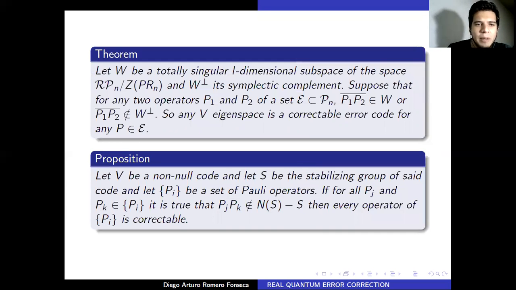Even the theory that helped us to find correctable subspaces still works. When isotropic spaces are changed to totally singular spaces, everything is working well. And something even better is that this proposition is actually the same that we had before, because the stabilizer group is a totally singular group. So with a simpler theory, and in my opinion a more beautiful theory, we managed to reach the same result that we use in practice to find correctable subspaces.